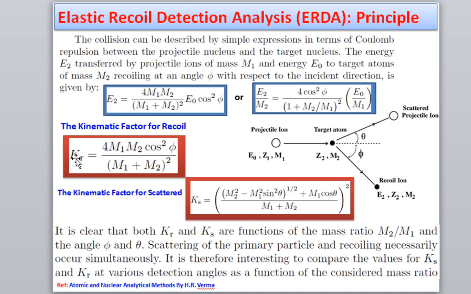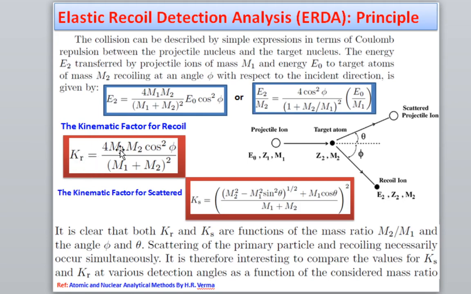The basic definition of Kr is equal to E2 upon E0. In the case of RBS, if you remember, that was E1 upon E0; here it is E2 upon E0. Now this is an assignment for all of you students. You have to submit it: find the kinematic factor for recoil, Kr, that is E2 upon E0.